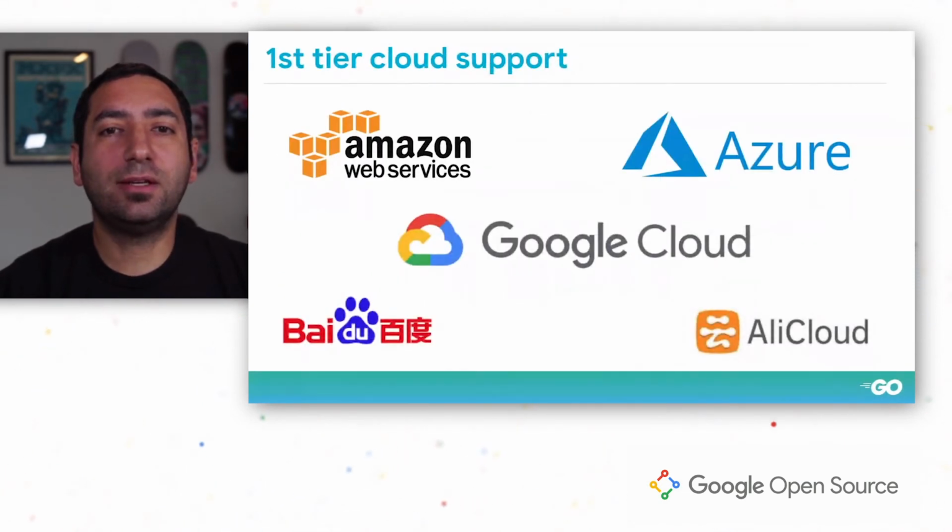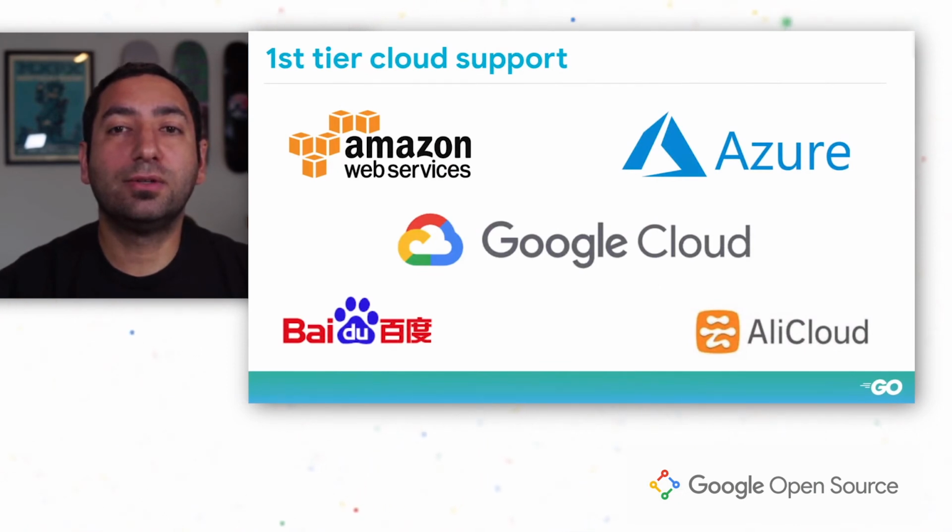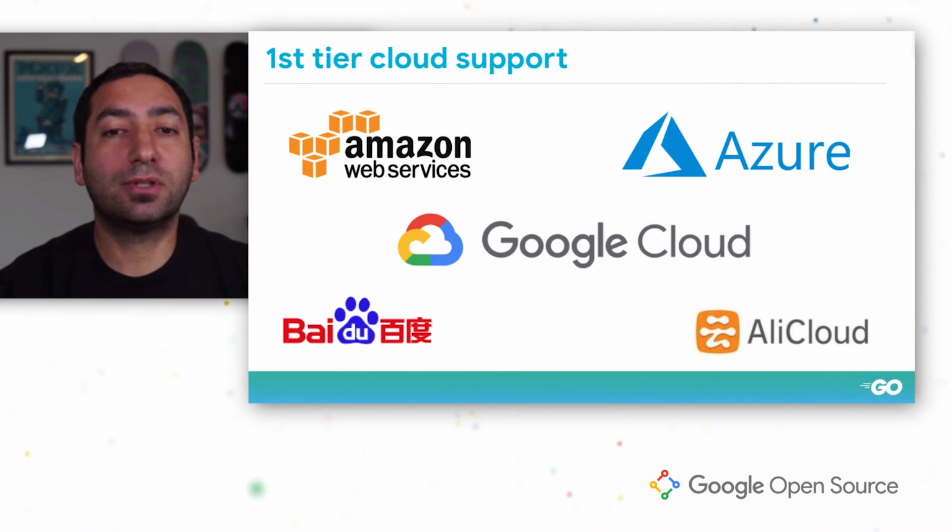As is common today, many web apps are hosted in the cloud. Go has first-tier support on all major cloud platforms, including Google Cloud, Amazon, Azure, and AliCloud.